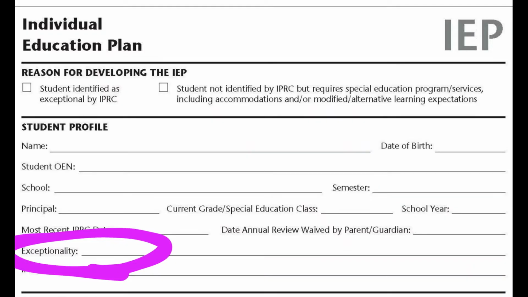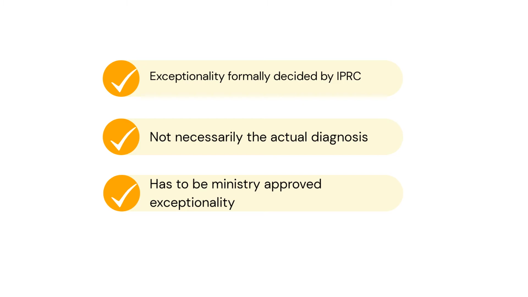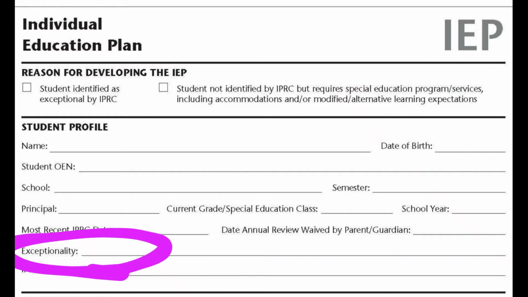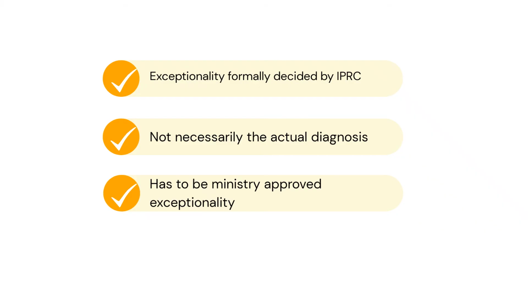Now, let's look at exceptionality. This refers to an exceptionality that has been formally decided on by an IPRC. It is important to note that the exceptionality is not the same as a diagnosis. For example, a medical doctor may have given a student a specific diagnosis. That diagnosis is not entered here unless it has formally been recognized by the central IPRC and is one of the ministry-approved exceptionalities.